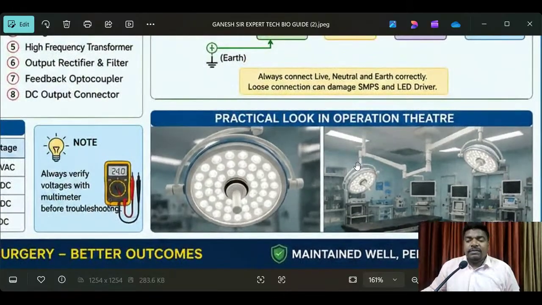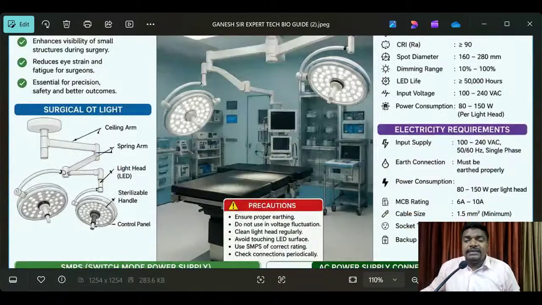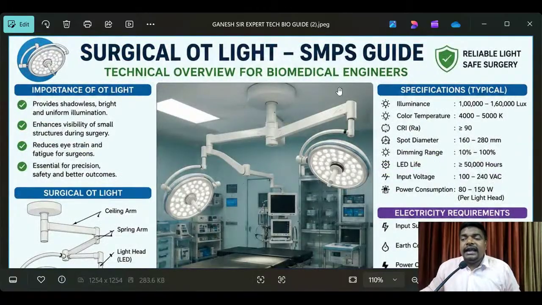Okay, so right, come on, see here. All these things I have explained in this slide presentation: Surgical OT Light, SMPS Guide, a technical overview for biomedical engineers. Some say, sir, I'm getting more information through your live sessions, but I want to know the repairing, sir. Those are the things I'm giving. For that purpose, you have to dedicate yourself and try, and follow the instructions pin to pin without getting any problem. Then definitely you will get high skilled values through my channel.